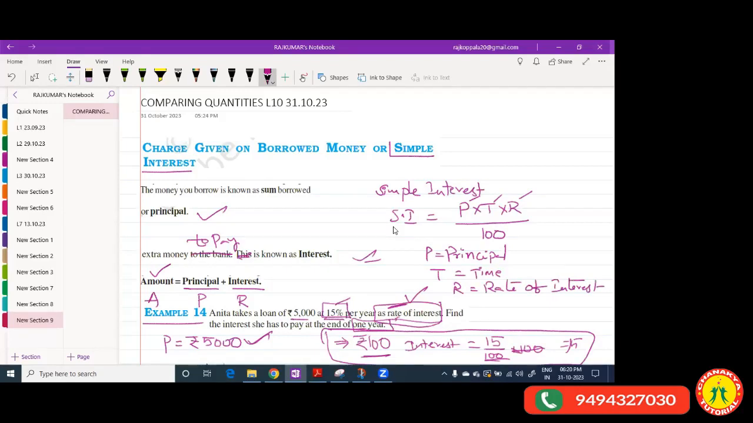So using this formula, we can find the simple interest. After finding the simple interest amount, how will we get the amount? Amount is equal to what? Principal plus simple interest. Okay, so these are the formulas. Once you know this, it is very, very important. Everyone should know this.